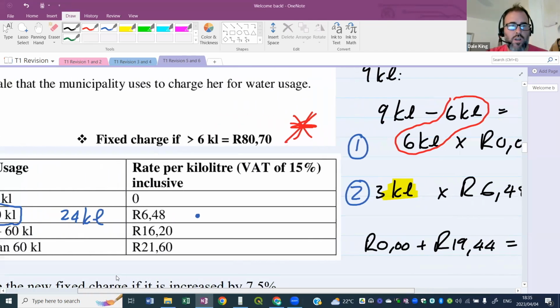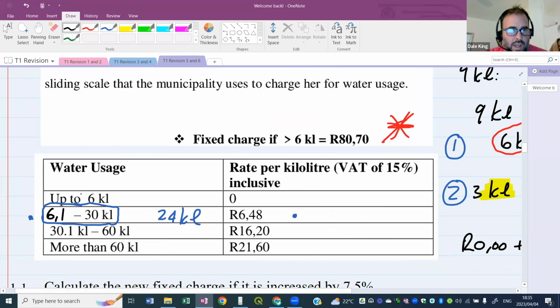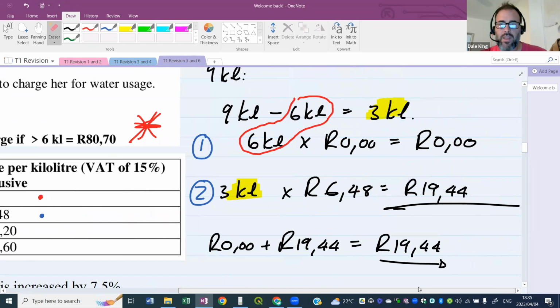So look at the table here. This first row over here says that if you use from zero up to 6 kiloliters of water, look at the right hand side. How much do you charge for that? Sina, can you tell me, if you're using up to 6 kiloliters, how much they charge? They charge zero, hey? So there's no charge for water from zero up to 6 kiloliters. Okay. So we've got 9 kiloliters of water.